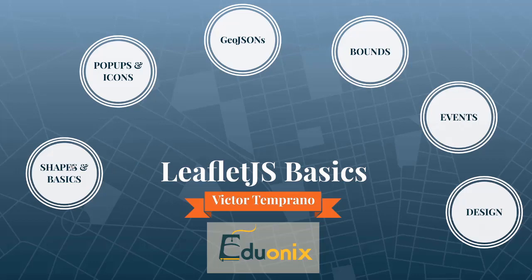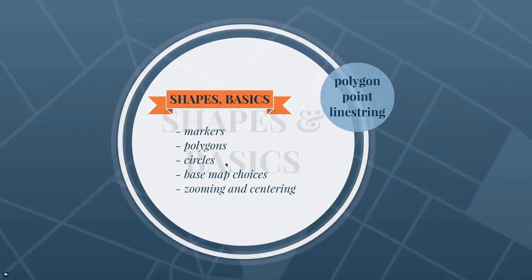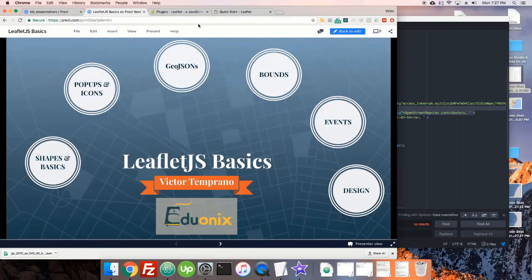So okay, let's start off with our shapes. We're going to look at markers, polygons, circles, some other basic things like base map choices, and zooming and centering maps. There's a couple terms we're going to run into: polygon, point, line string, these kinds of geographic information. We're going to style these in very simple ways, or at least I'm going to direct you towards where in Leaflet you're going to find out how to style them. So let's get started right away.